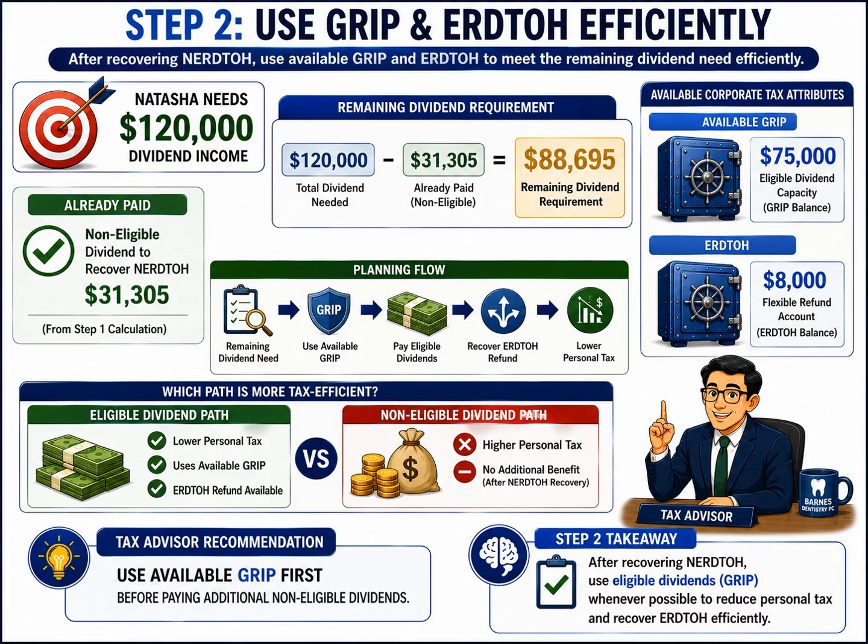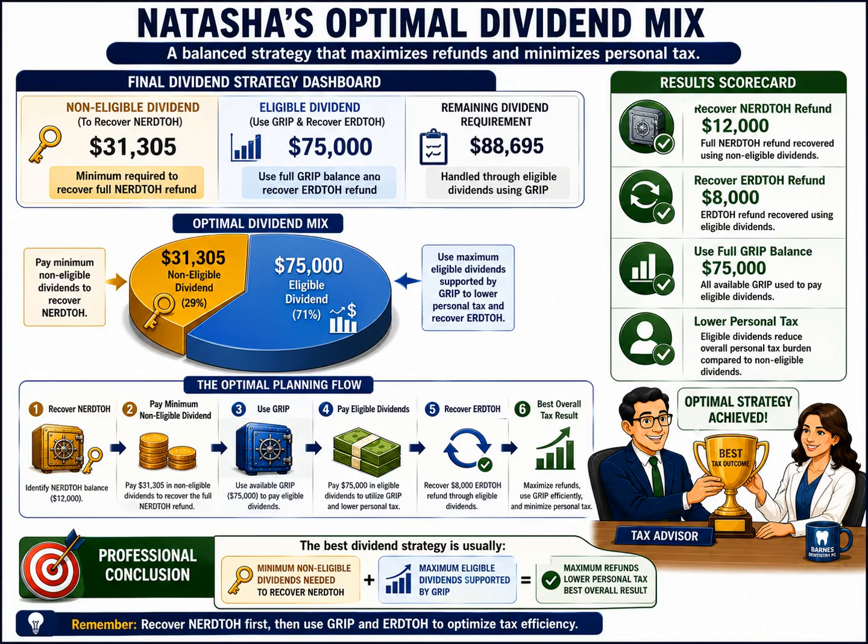In the next slide, we'll combine all of these pieces together and determine Natasha's final optimal dividend mix. The strategy that maximizes refunds, uses GRIP efficiently, and minimizes overall tax. We've now completed all the analysis. We've reviewed Natasha's GRIP balance. We've examined both ERDTOH and NERDTOH, and we've determined the minimum dividend required to recover refundable taxes. Now it's time to bring everything together and identify the optimal dividend strategy.